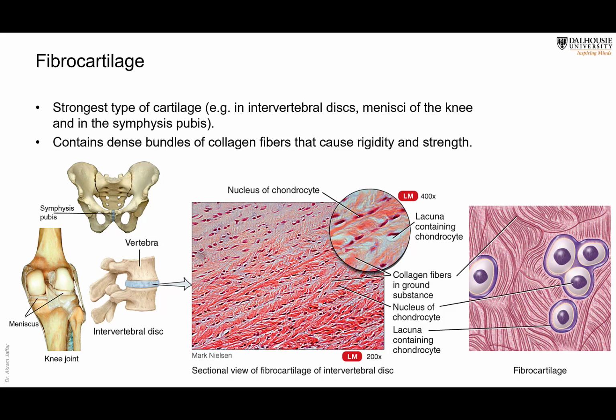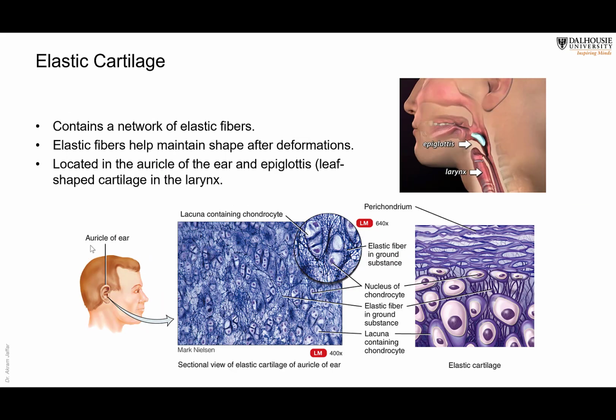There is one also in the temporomandibular joint. Fibrocartilage is present in the symphysis pubis. So it is present in several places in the body, but it is not the predominant type of cartilage. It causes rigidity and strength because of the thick bundles of collagen fibers that it has.